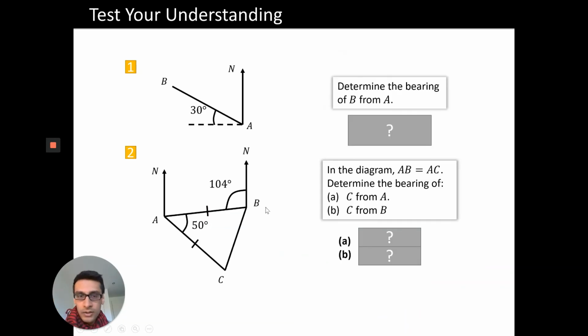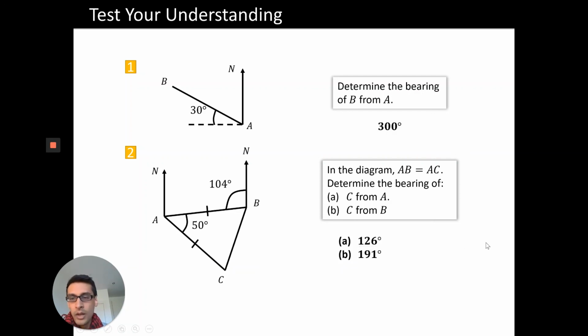Okay, last set of questions before you do the worksheet. So determining the bearing of A. So from that you should have got 300 degrees. And then for the last 2 questions, you get 126 and 191.